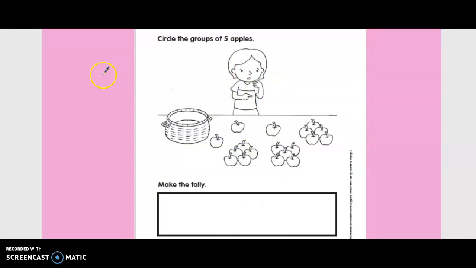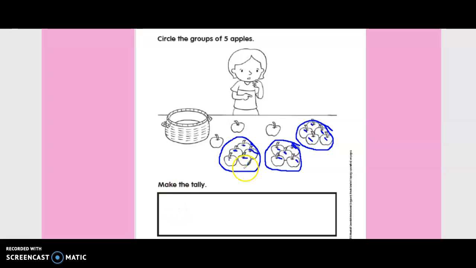All right, and now we are going to count the apples. But first, we're going to find the groups of 5. So 1, 2, 3, 4, 5. So here's one group of 5. 1, 2, 3, 4, 5. Here's another group. Circle the group of 5. And then 1, 2, 3, 4, 5.